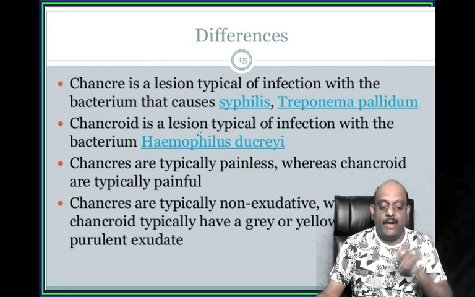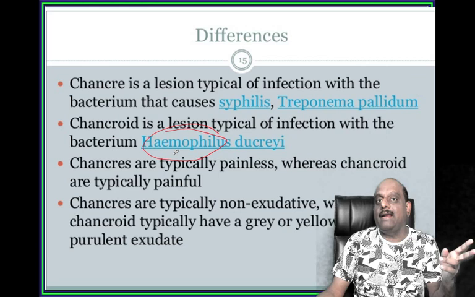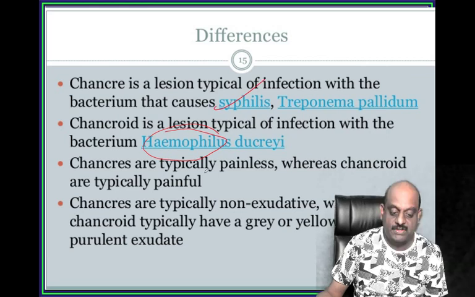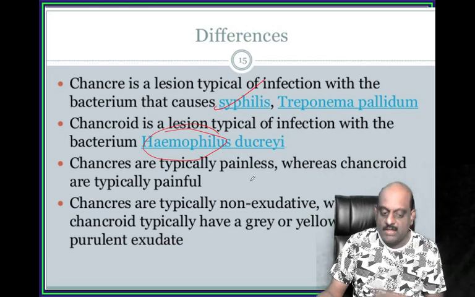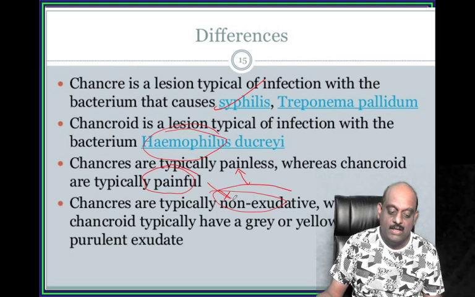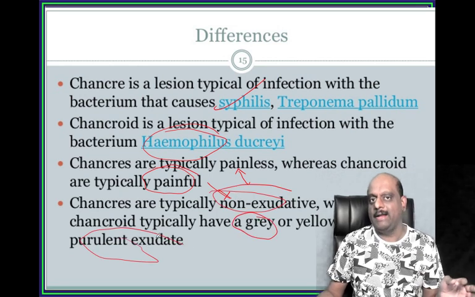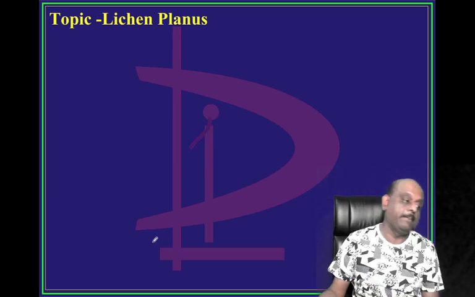Chancroid is the lesion of Haemophilus ducreyi. Chancre is a lesion of syphilis. Chancres are painless. Chancroid is painful. Chancres are dry, non-exudative. Chancroid is gray or yellow, with a purulent exudate, is what you need to remember.